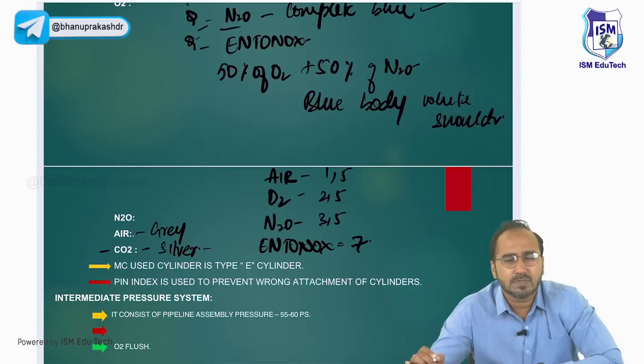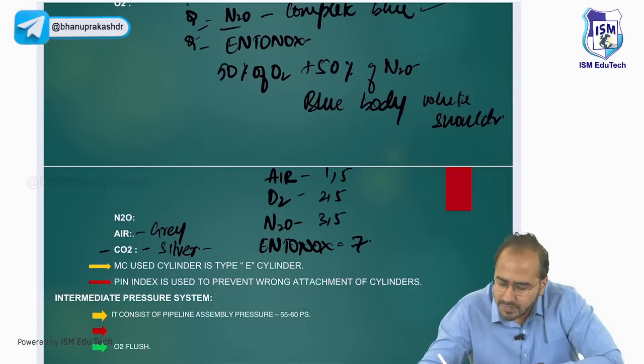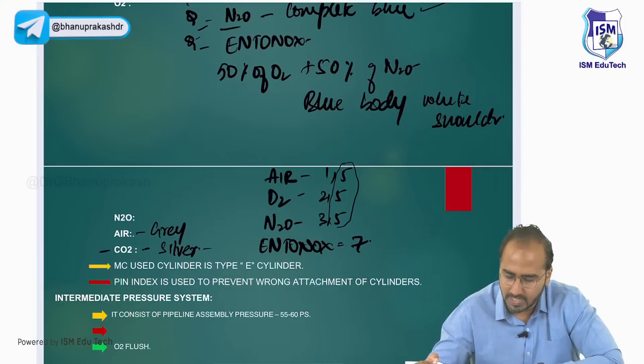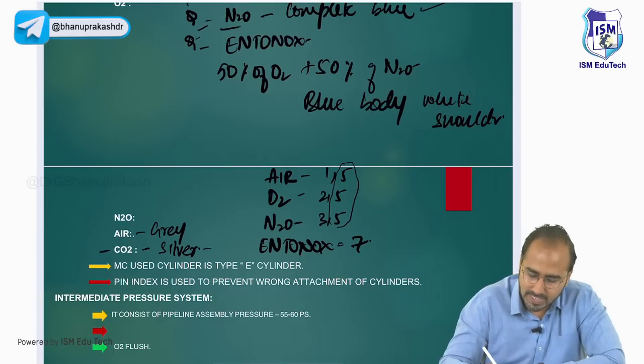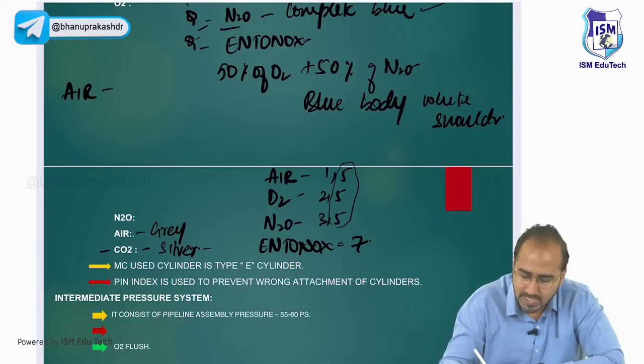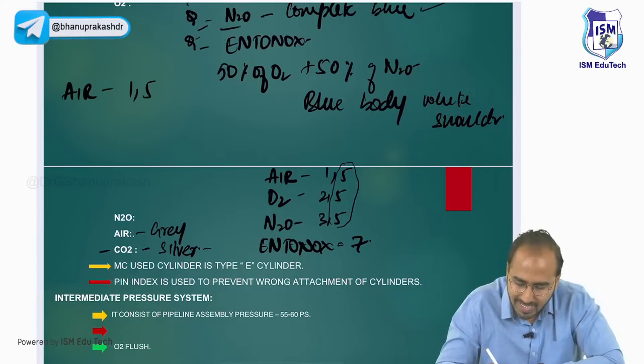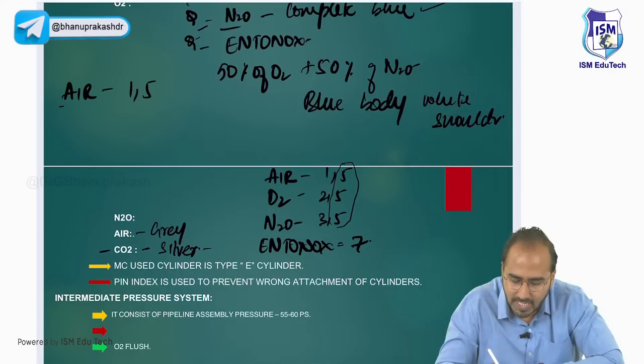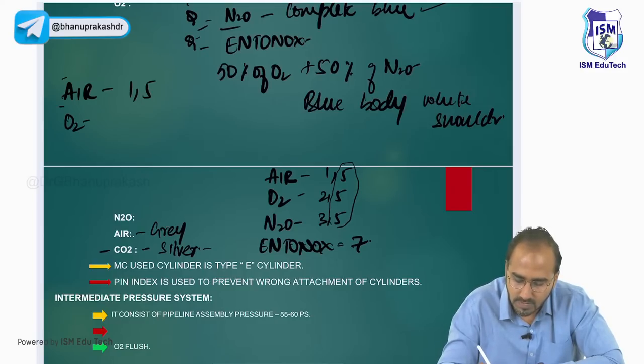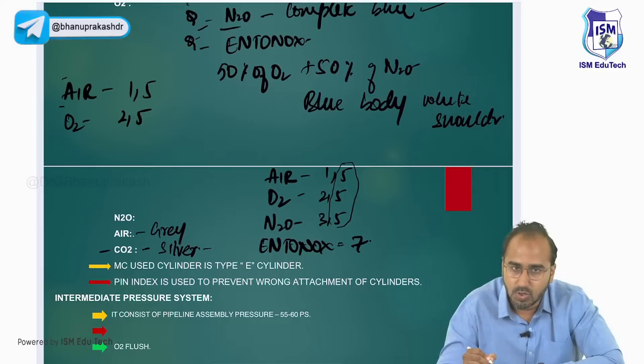How will you remember this pin index system? For most gases, the second pin index is 5 only. Air, oxygen, nitrous, second is 5. For air, the pin index is 1.5, because air starts with A, the first alphabet. Whereas for oxygen, we write O2, so it will be 2.5.